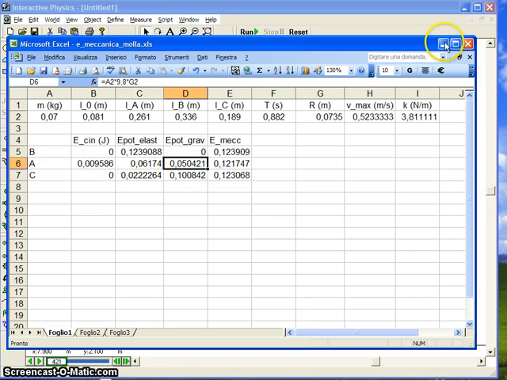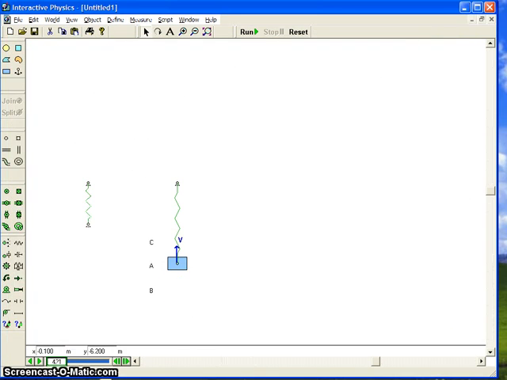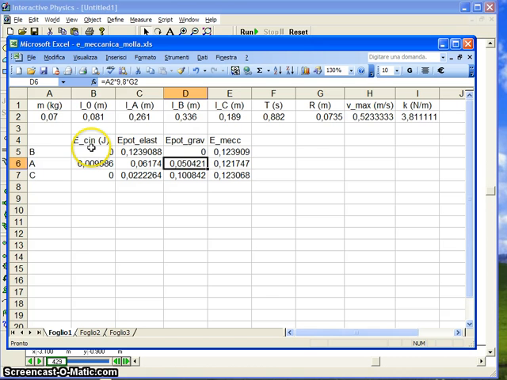In the C position you can perform a similar computation. The velocity was 0, so the kinetic energy is 0, and later you can compute the elastic potential energy and the gravitational energy.